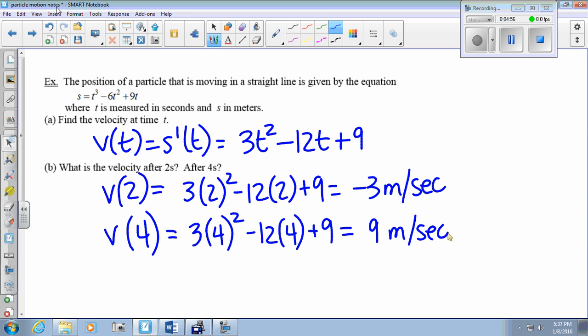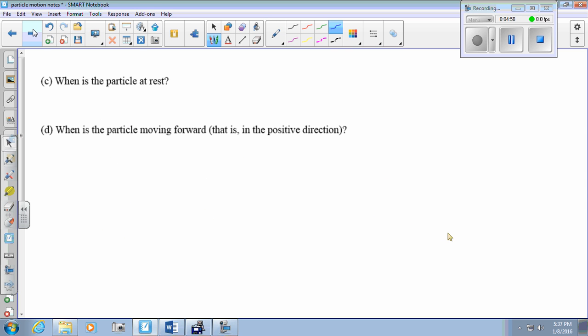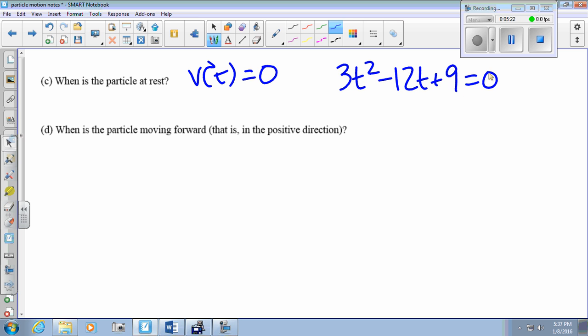Okay, now the next question, we are asked, when is the particle at rest? A particle is at rest when your velocity is equal to 0. So we need to set velocity equal to 0 to figure out when our particle stops moving. Okay, so our velocity equation was 3t squared minus 12t plus 9. I'm going to set that equal to 0. I've got to factor this to solve for t because it's a quadratic.